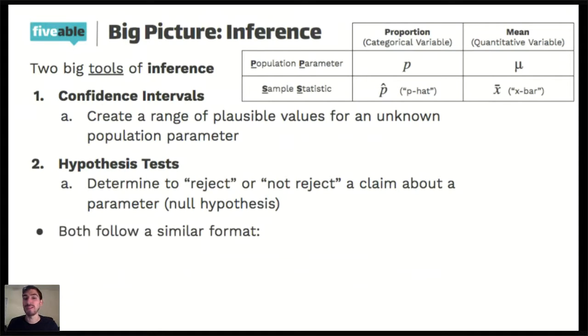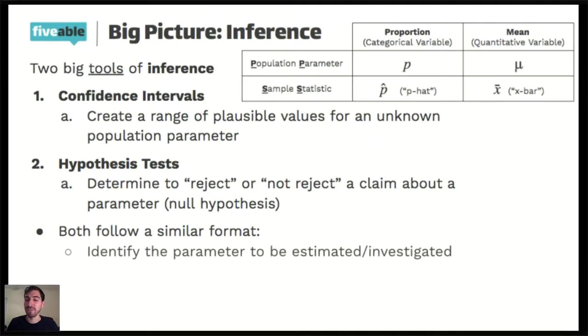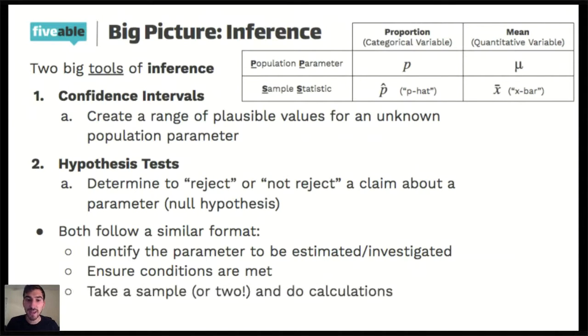Both of these things follow a similar format when it comes to inference. First, you have to identify what you're trying to estimate or investigate. So what parameter are we looking at? Is it a categorical situation where I'm estimating p? Is it a quantitative situation where I'm estimating mu? Then figure out if the conditions to do the inference are met. We'll talk more about conditions later, but typically those are taking random samples and having big enough samples. And there are some magic numbers involved for both of the different cases. We'll then take a sample or two and do some calculations.